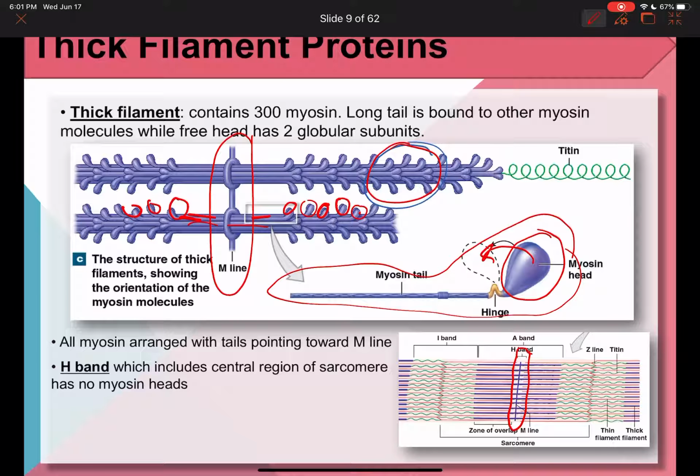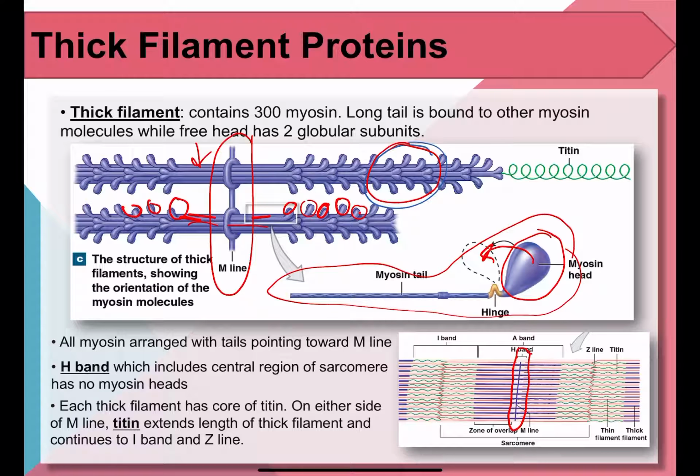So that's why there's no actin filament there. Actin filament has to bind to the myosin head in order for it to do its job. So that's why here, where there's no myosin head, there's no thin filament. That's why you have that H-band region where it doesn't have any thin filament.